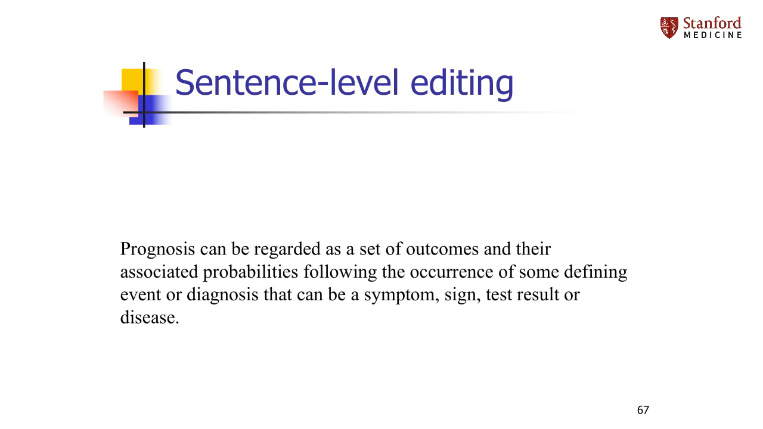All right, one more sentence to go here. That last sentence was just a definition of prognosis. You can see that there's a lot that can be cut in this sentence. So we get prognosis can be regarded as, we can just say is instead of can be regarded as. And then we get a set of outcomes and their associated probabilities following the occurrence of. This is all very wordy. I'm just going to change this to prognosis is the probability.